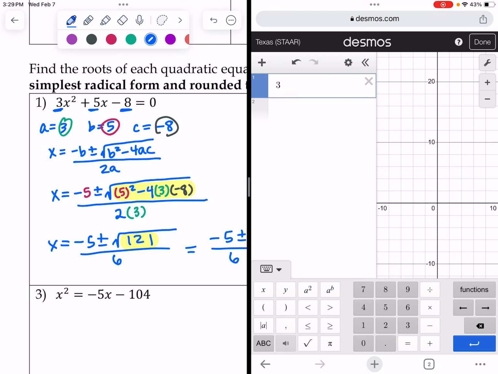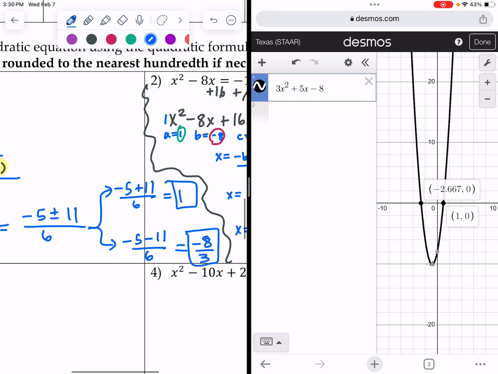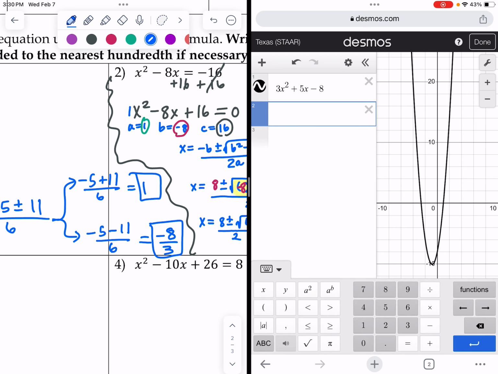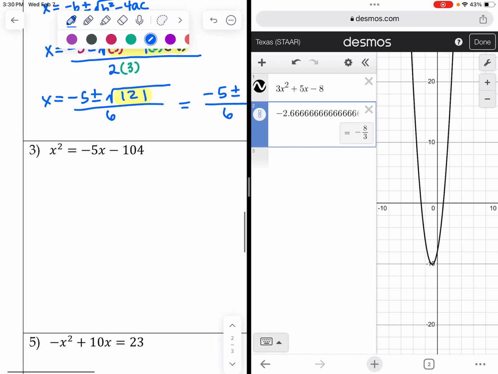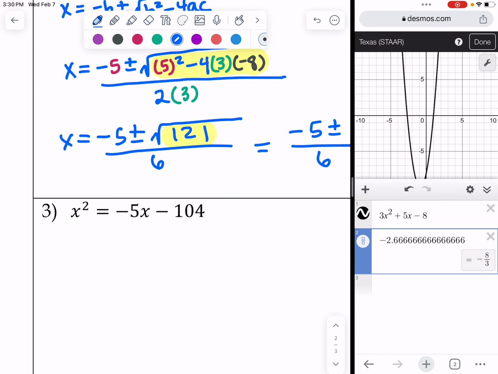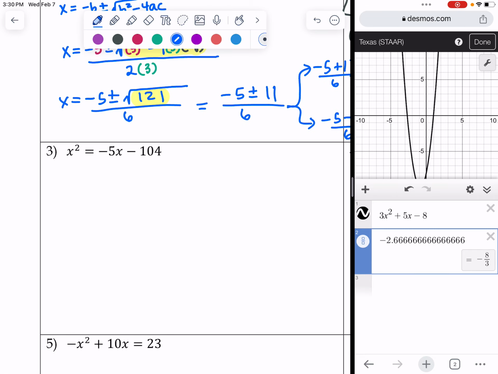But we can check number 1, 3x squared plus 5x minus 8. Solutions are that decimal, negative 2.6 repeating, and 1. And so we got the negative 2.6 repeating. You can convert that to a fraction by continuously typing that 6 until the fraction goes away and comes back negative 8/3. Okay, we're going to keep practicing with the quadratic formula, because in Algebra 2, when you start getting imaginary solutions, Desmos will not help.